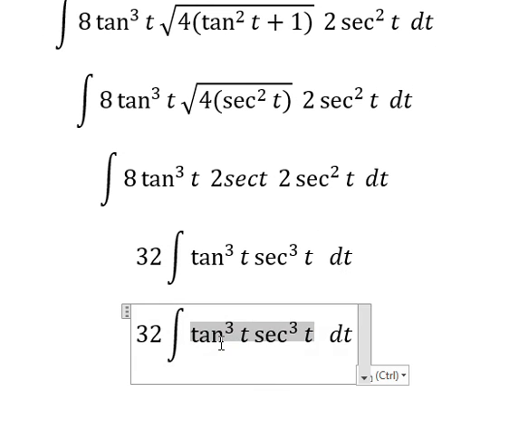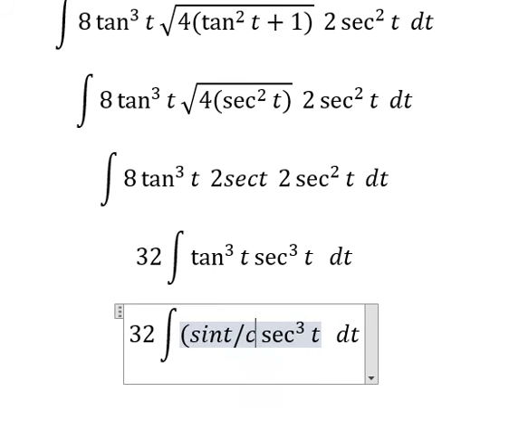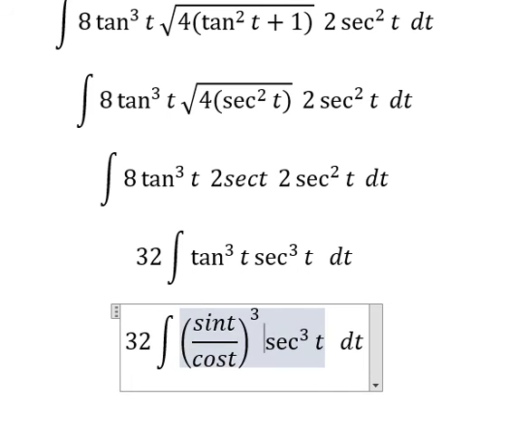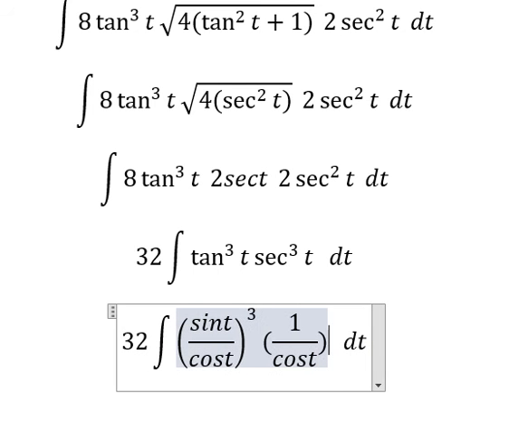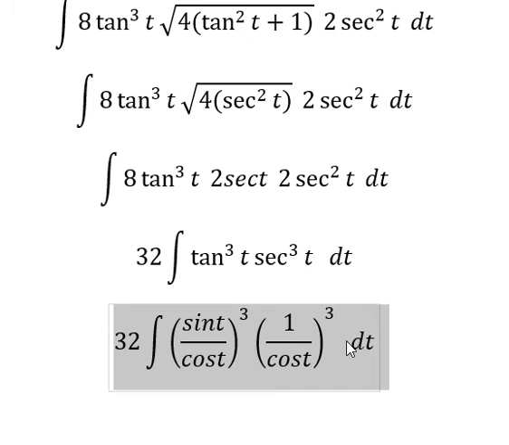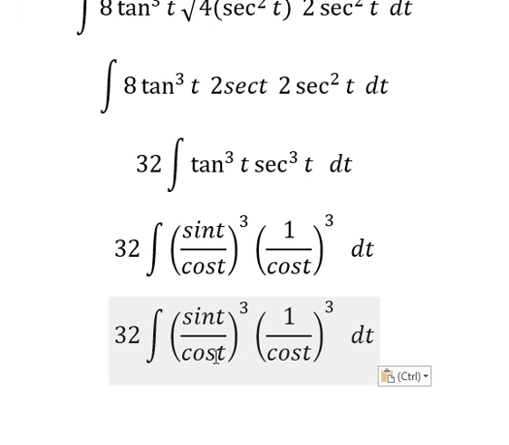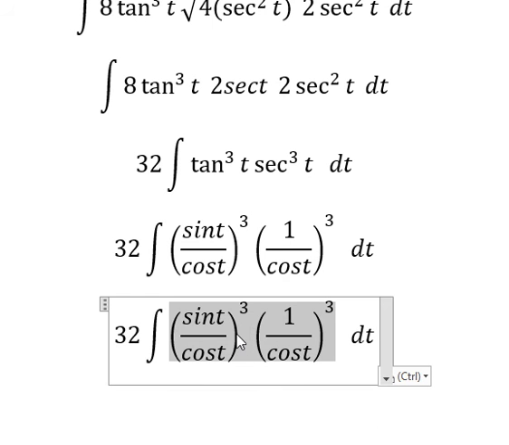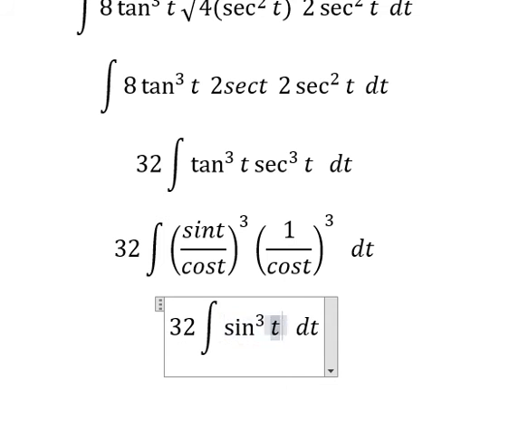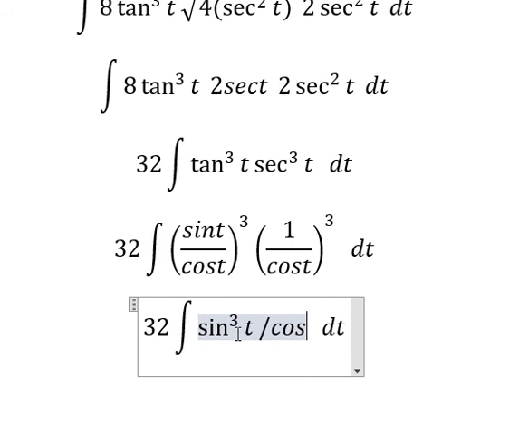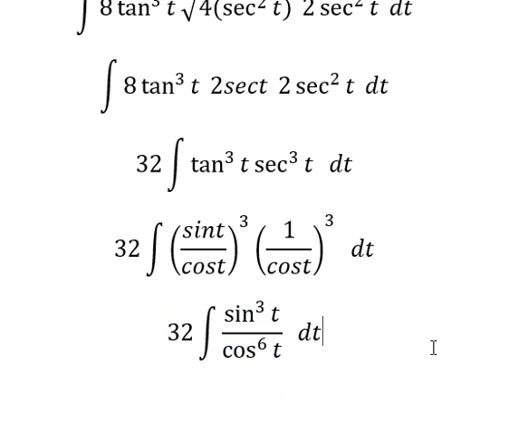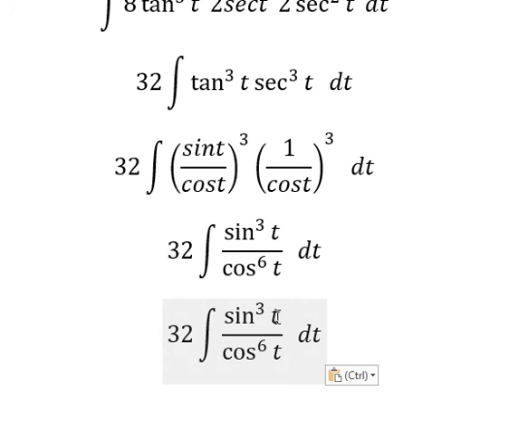Now, tan t to the power of 3, we can put into sin t over cosine t to the power of 3. Similar for this one, we change into 1 over cosine t to the power of 3. Now we combine two fractions in here. So you get sin t to the power of 3 over cosine t to the power of 6. Sin t to the power of 3, we put into sin t squared multiplied by sin t.